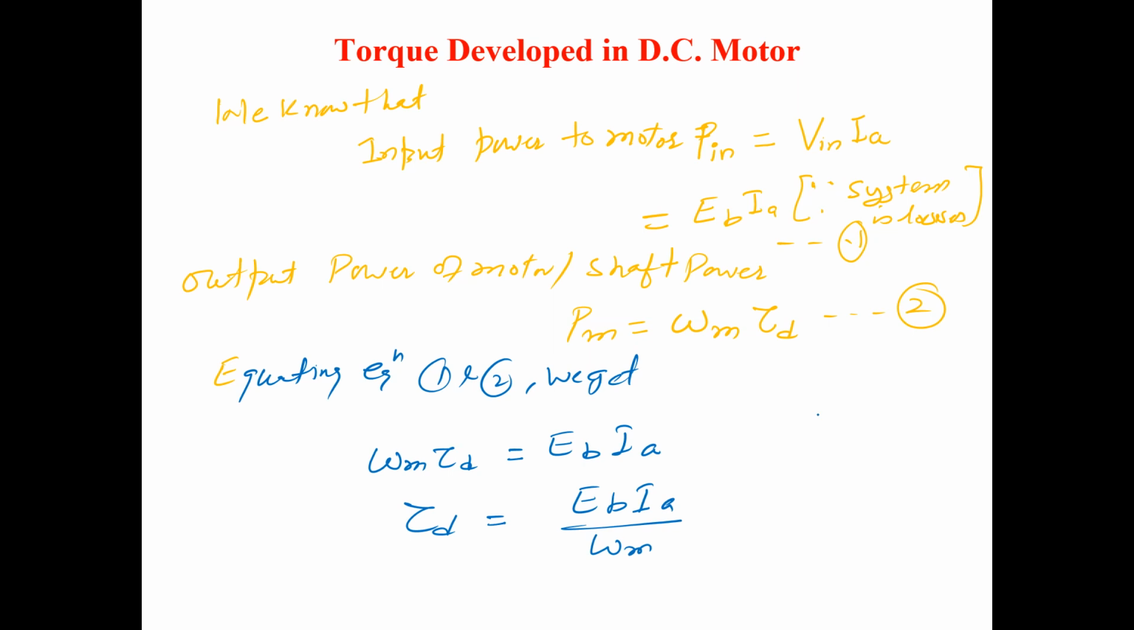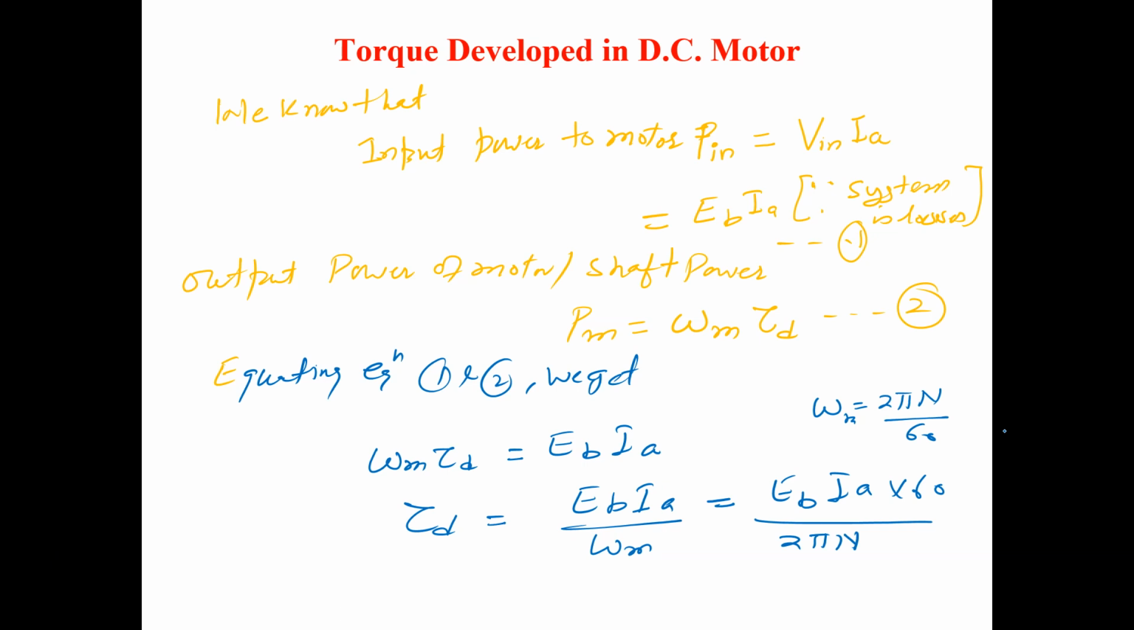Omega M is nothing, it is equal to 2 pi n by 60. So we can take that the developed torque is equal to EB IA, then 60 is taken upward, divided by 2 pi n.